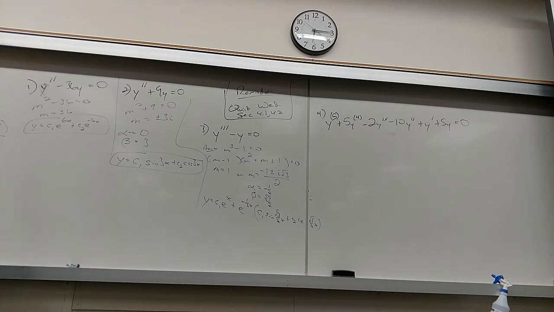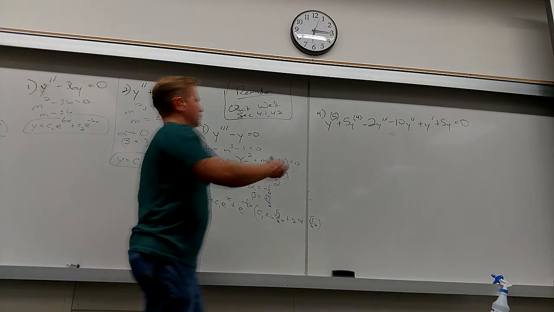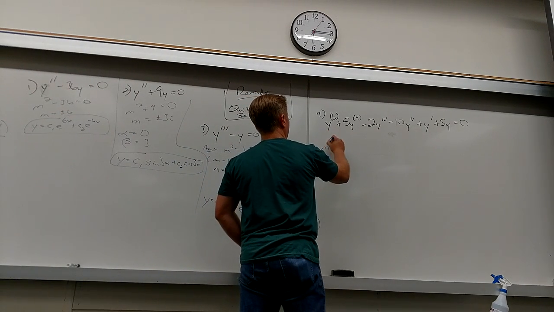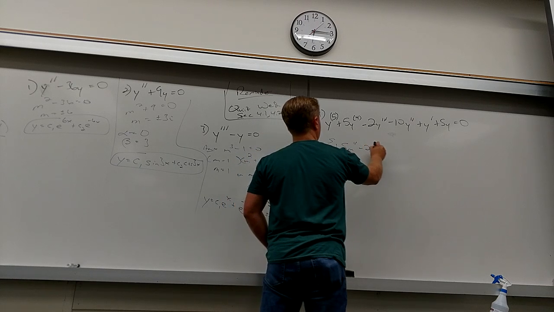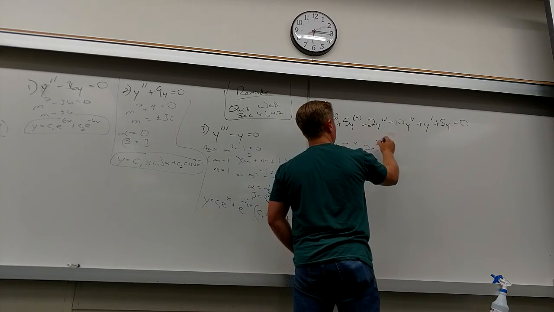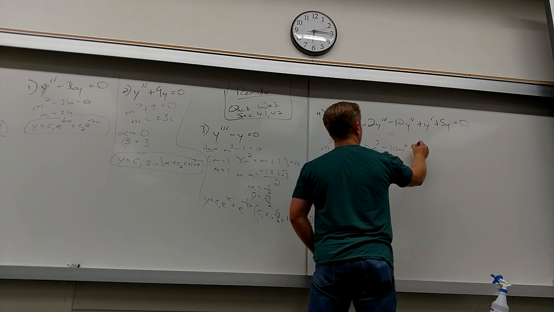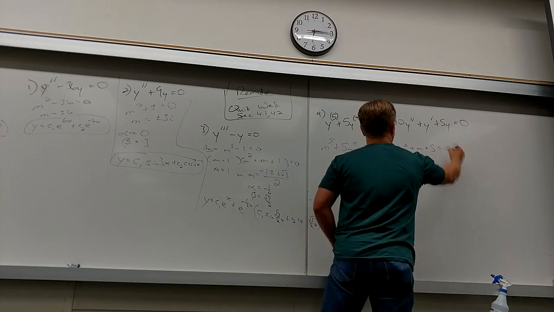And then the one that I'm sure was everybody's favorite. The last number is 5. Why is that a good thing? Why is that nice? Nobody remembers? So the auxiliary equation would be m to the 5th, 5m to the 4th, 2, got it. M cubed minus 10m squared plus m plus 5 equals 0.